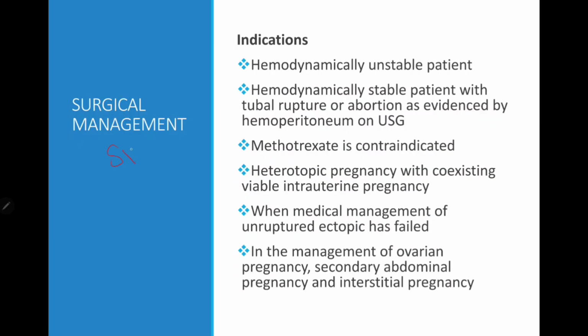Now let's move on to the surgical management. What are the indications of surgical management? First is a hemodynamically unstable patient. Any hemodynamically unstable patient, you're going to surgically intervene, so medical management will not be sufficient. Hemodynamically unstable patient with a tubal rupture, definitely surgery.